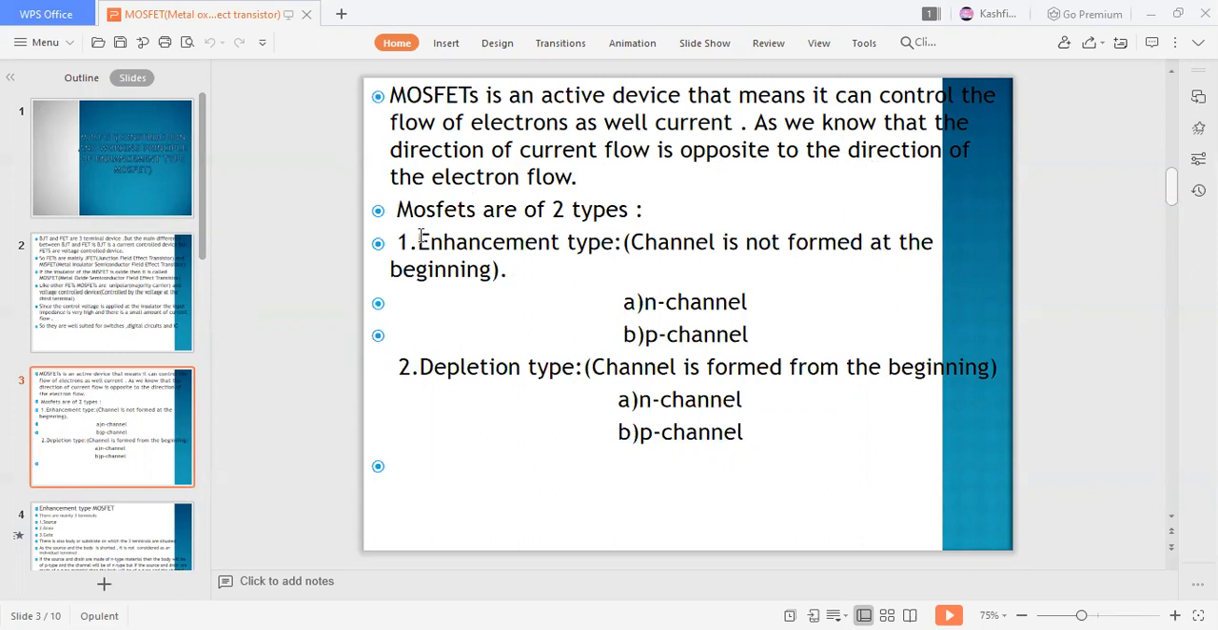MOSFETs are of two types: enhancement type, where the channel is not formed at the beginning. It is of two types, N channel and P channel. Another one is depletion type, where the channel is formed from the beginning. It is also of N channel and P channel.